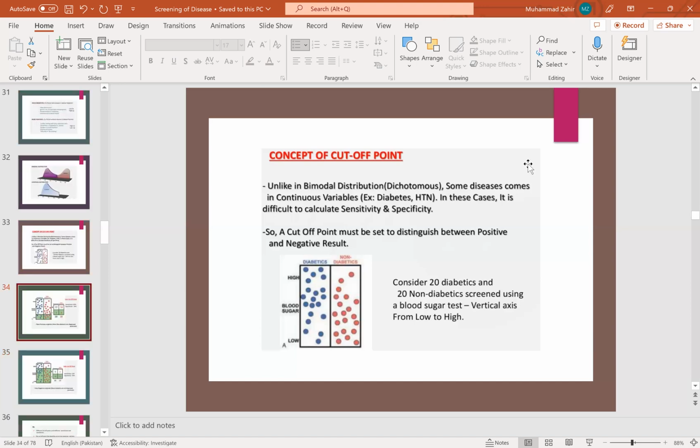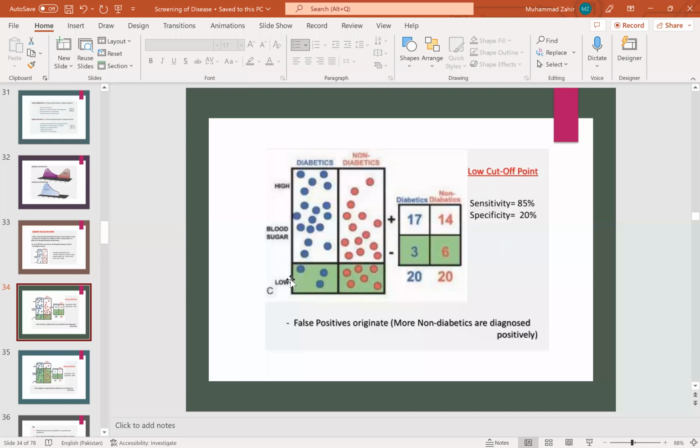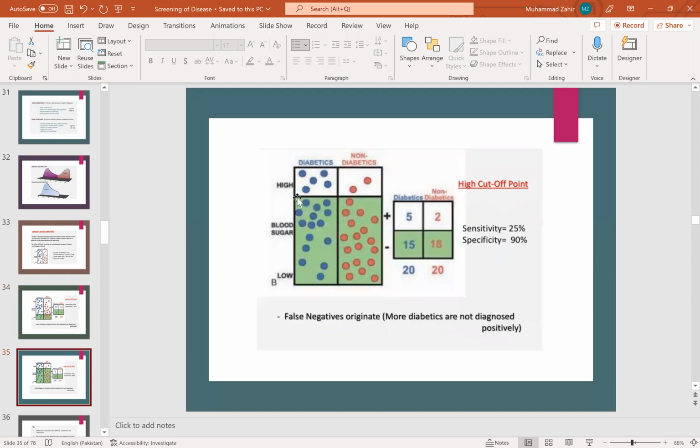Now, if the cutoff value is low, these are the results. In this, you can see the sensitivity is 85% and specificity 20%. So what it means, false positives originate. More non-diabetics are diagnosed positively because our cutoff value is quite low. But if we have a high cutoff value, you see like this. So now the result is this, sensitivity is 25% and the specificity is 90%. So false negatives originate. More diabetics are not diagnosed positive.